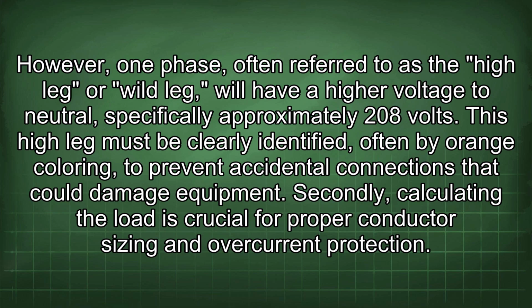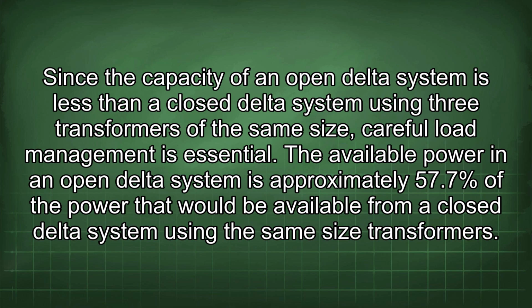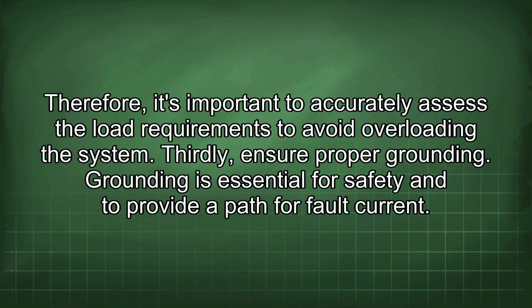Secondly, calculating the load is crucial for proper conductor sizing and overcurrent protection. Since the capacity of an open delta system is less than a closed delta system using three transformers of the same size, careful load management is essential. The available power in an open delta system is approximately 57.7% of the power that would be available from a closed delta system using the same size transformers. Therefore, it's important to accurately assess the load requirements to avoid overloading the system.